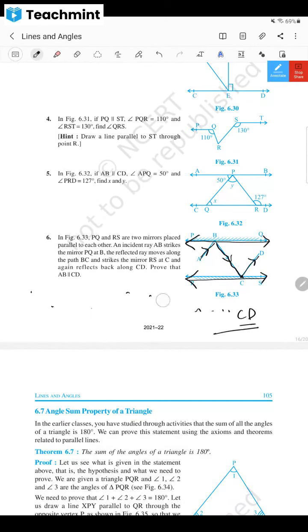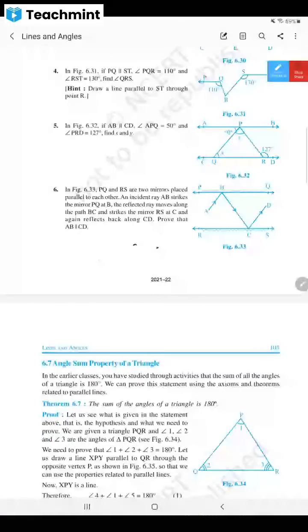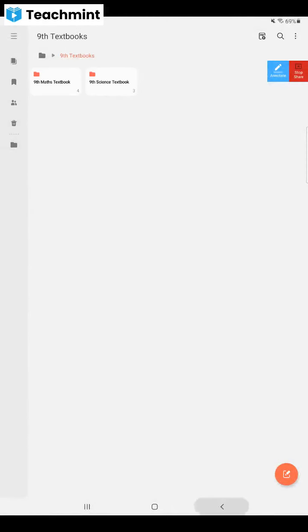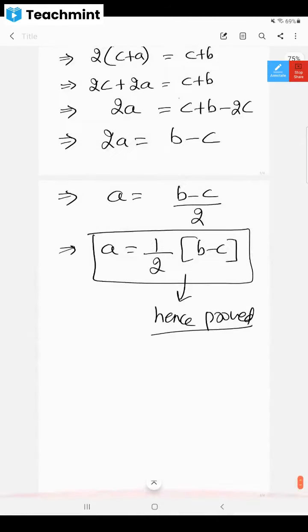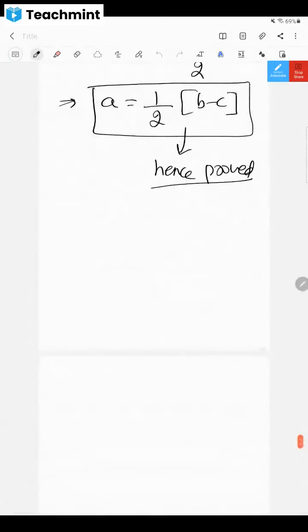Let me write it down in that page and let me solve it. Second exercise, 6th question. PQ is one mirror, RS is another mirror. Next is ABCD. If anything is missing, you can tell me. Has everybody written this question, dear children? All right, fine. So let me get into that second exercise, 6th question.